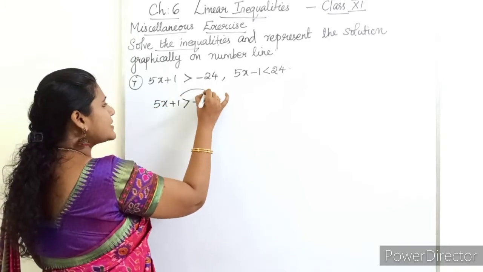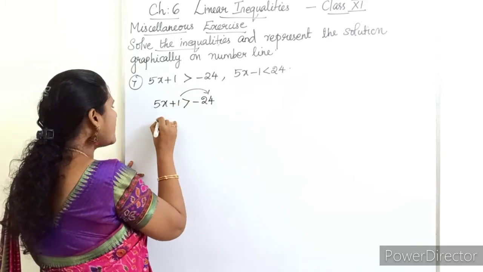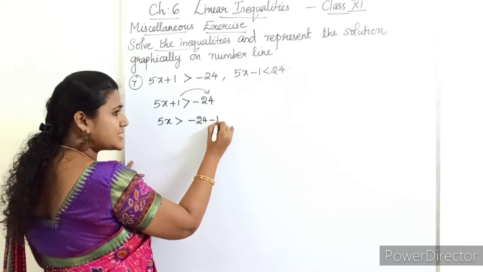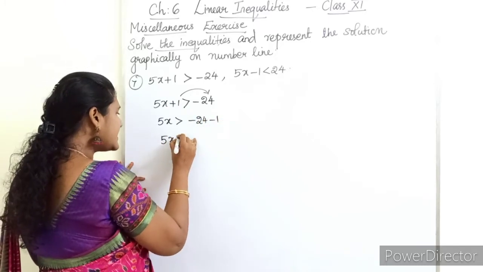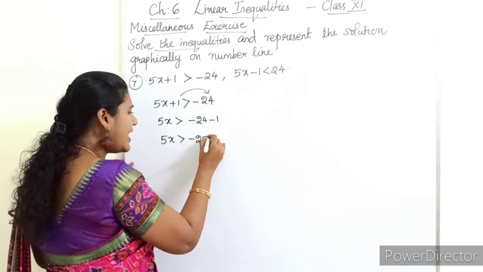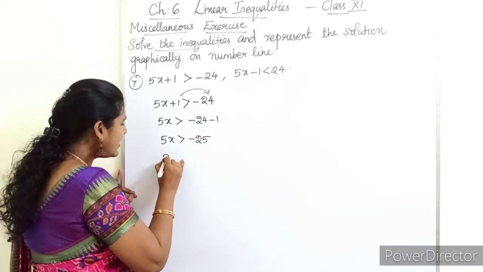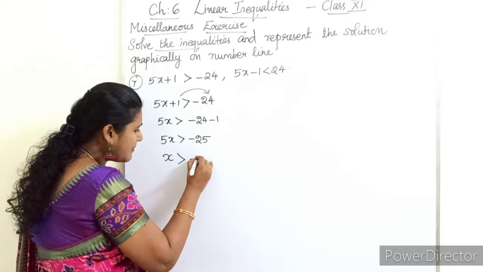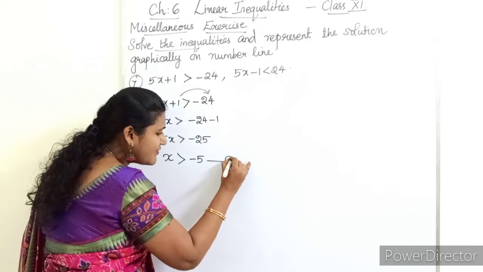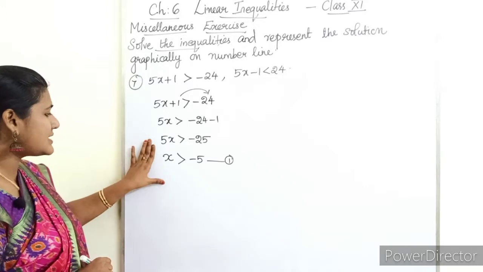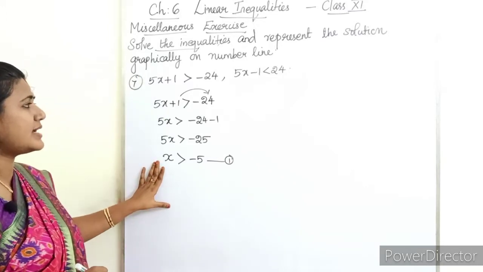We will take this plus 1 to this side. So 5x is greater than minus 24 minus 1, that is 5x is greater than minus 25. Now we will divide the inequality by 5. So we will get x is greater than minus 5. So this is the first inequality, the solution for the first inequality.